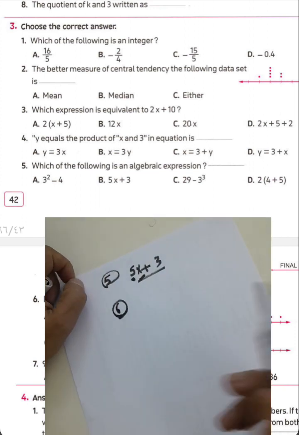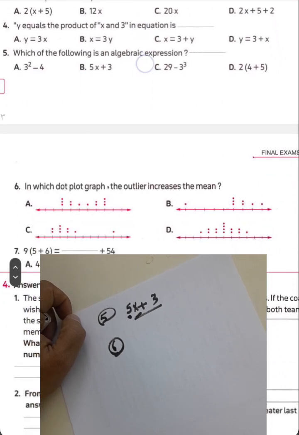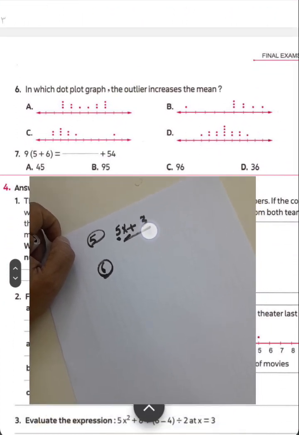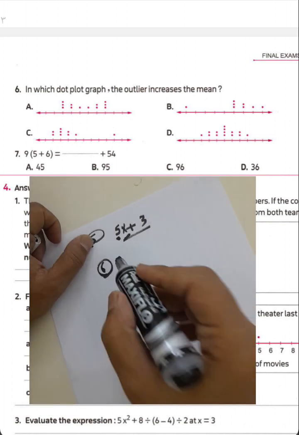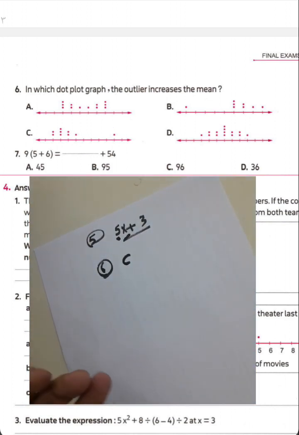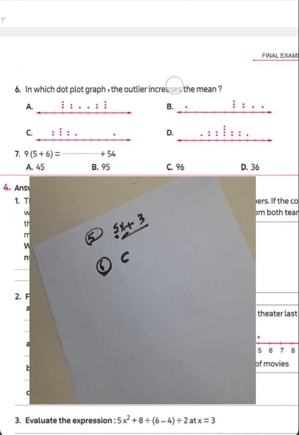Question 6. In which dot plot graph does the outlier increase the mean? Increase means the outlier is on the right-hand side. Choose letter C, because the outlier point lies on the right-hand side, but in letter B the point lies on the left-hand side. Then the mean decreases, but we want to find the one that increases the mean. Increasing the mean means the point lies on the right-hand side. Choose letter C.